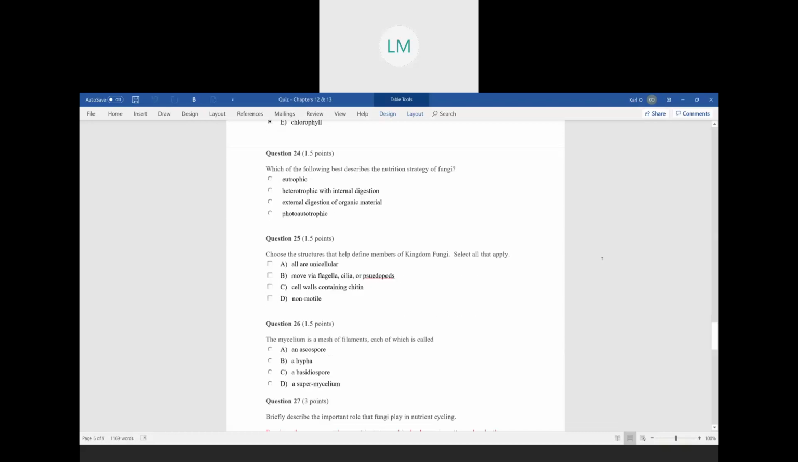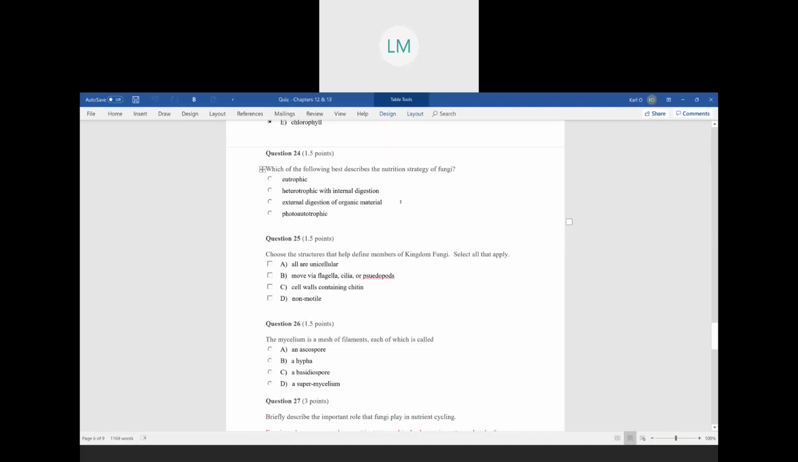Question 24. Which of the following best describes the nutrition strategy of fungi? So eutrophic, that's not really a type of nutrition strategy. Heterotrophic, that is a nutrition strategy with internal digestion. And that could be right because it's heterotrophic, but we still need to think about this second component there. This one says external digestion of organic material, and then photoautotrophic. So we just said that fungi don't do photosynthesis, so this is not right. So we're down to these 2 choices.